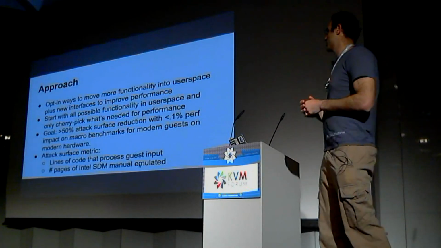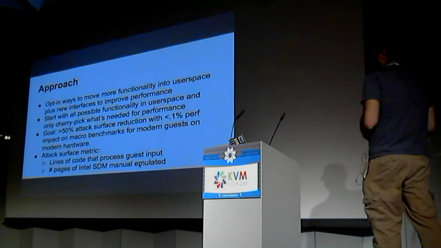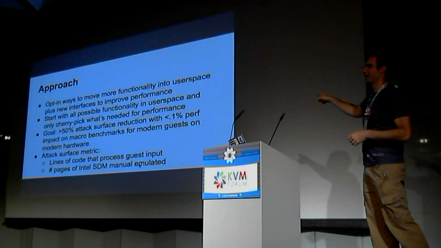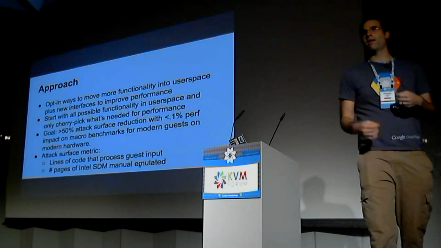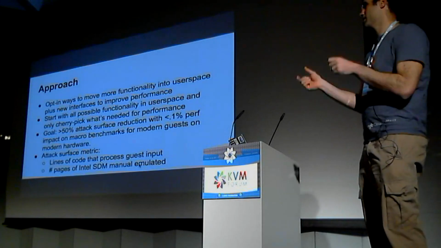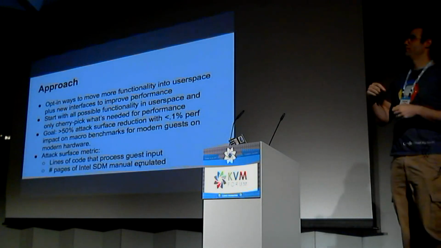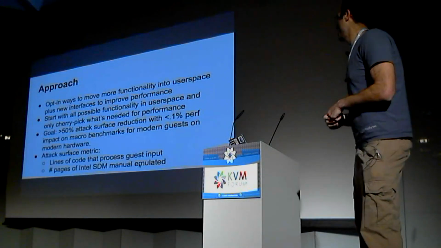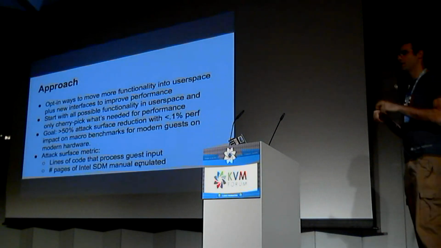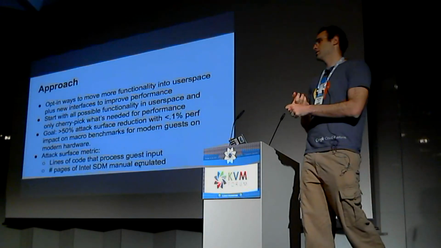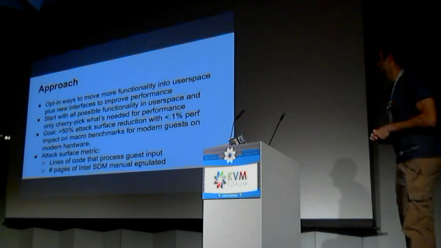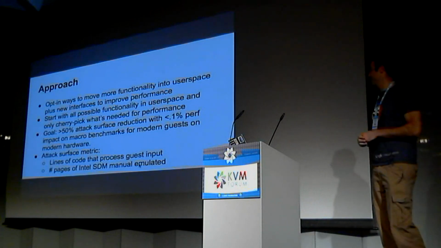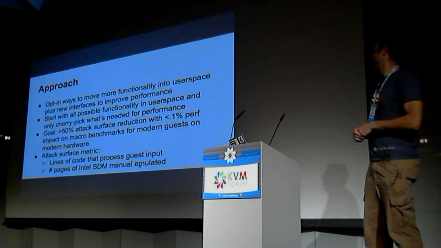The goal that we're targeting is a 50% attack surface reduction with 0.1% perf impact. I'm careful to say on macro benchmarks for modern guests on modern hardware. Obviously someone's going to come in and say, well, this combination of instruction emulation is slower with this device that does this. And yeah, that might be true. But when I say macro benchmarks, I mean network throughput, network latency, disk throughput, disk latency, and then some sort of heavy compute workload. I think we can keep it below 0.1% for all of those benchmarks. And Google's going to keep me honest, because if it's not close to that, they're not going to let me put it in.